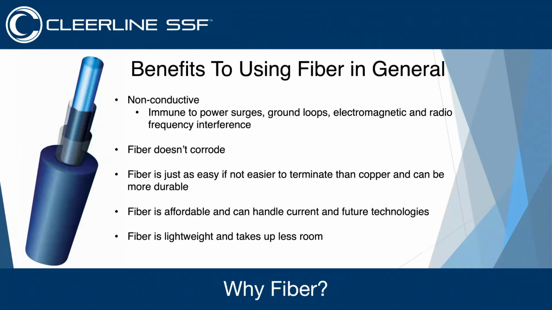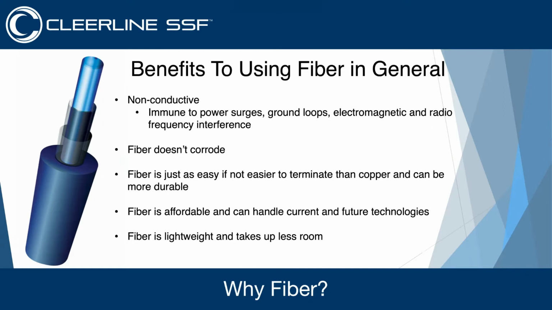But there are also some peripheral advantages to using fiber, some of which people don't really consider, but are very, very useful. Fiber, unlike copper and other types of media, has no metallic parts or electrically conductive components. Therefore, it's immune to things like power surges, EMI, radio frequency interference, ground loop interference, and lightning strikes. And it won't corrode.